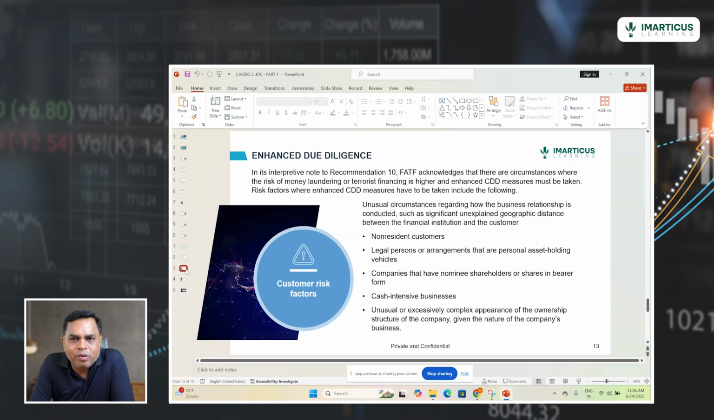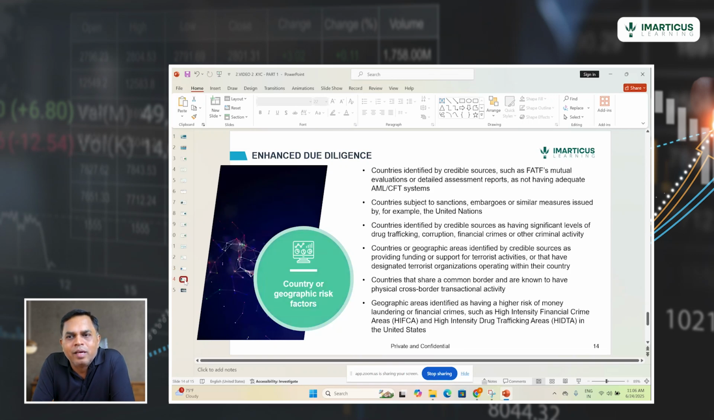The third important thing is cash intensive businesses, for example casinos or a restaurant chain. If the bank is onboarding such clients or businesses where there is cash intensive activity, then they have to do additional enhanced due diligence. So these are some examples of customers whom the bank thinks are high risk and for whom it will do enhanced due diligence.